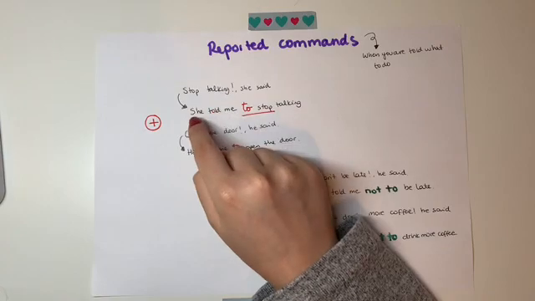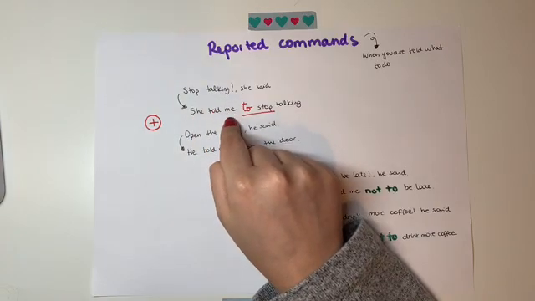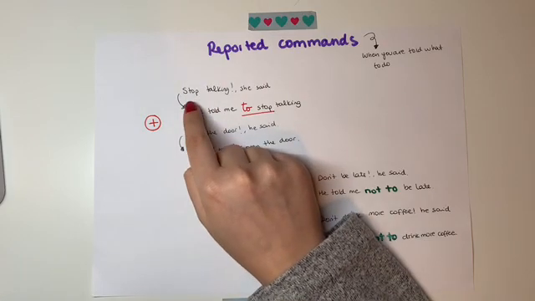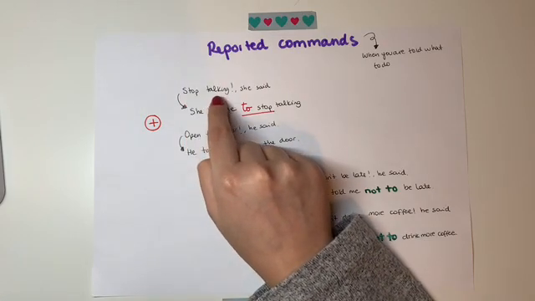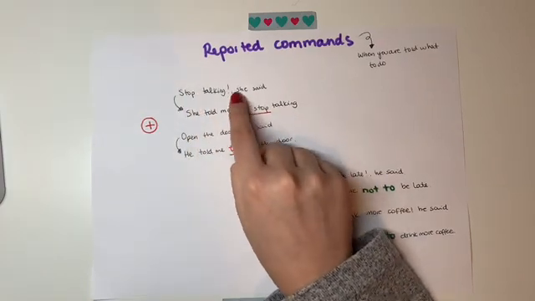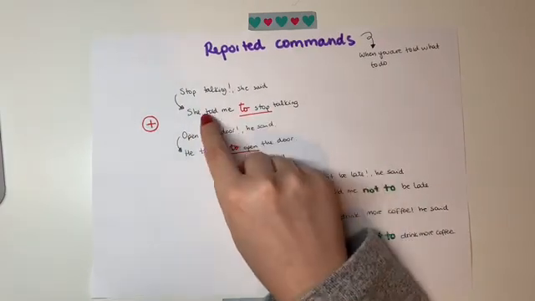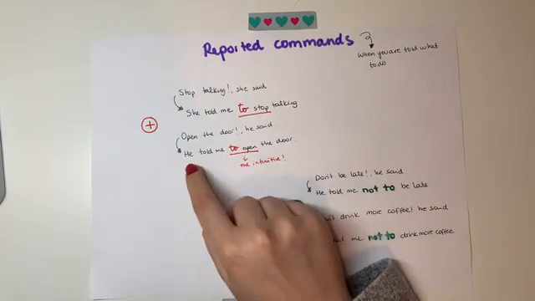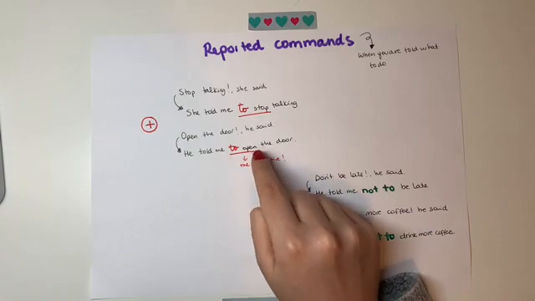So we will just say she told me, and then we don't change the verb tense, okay? If someone tells you stop talking, it's an order, it's a command, so you just copy it. We use to and then the verb in infinitive. She told me to stop talking. "Open the door," he said. He told me to open the door.